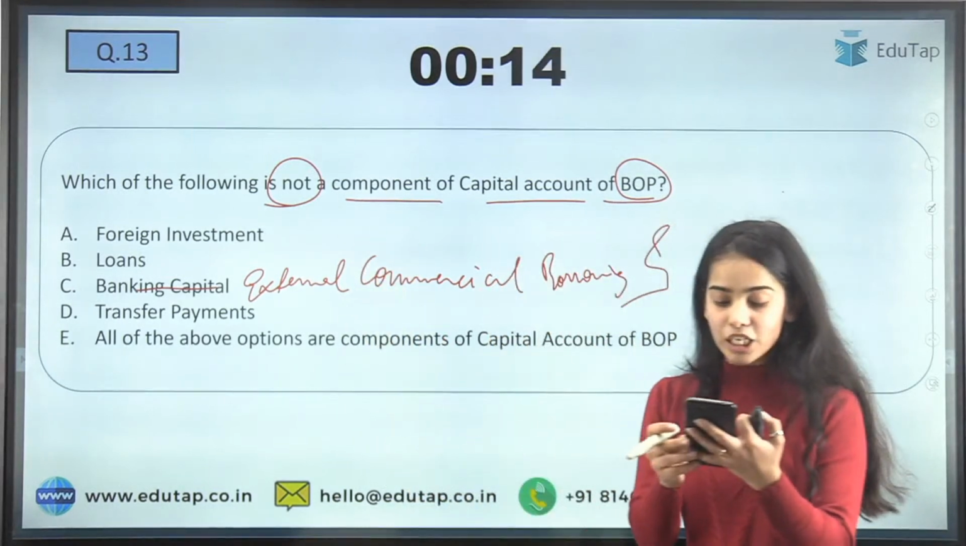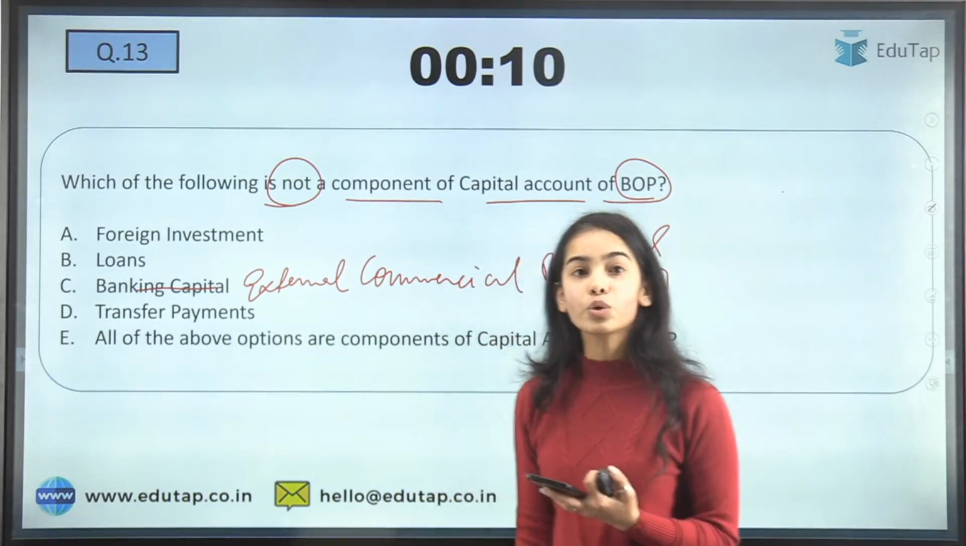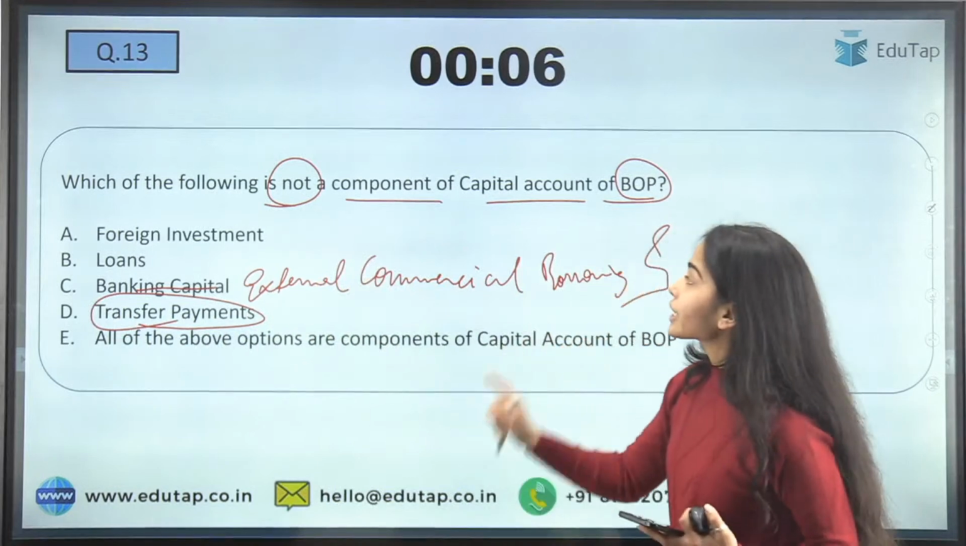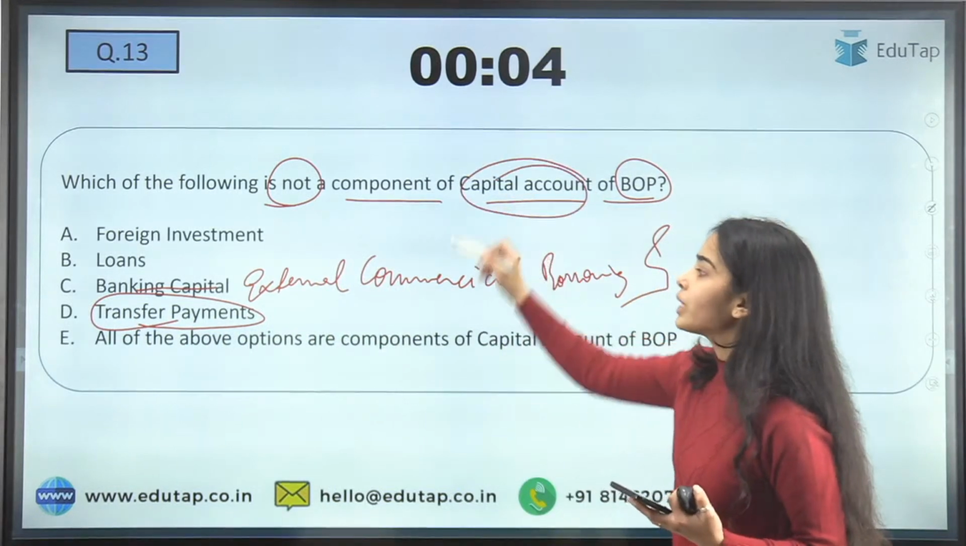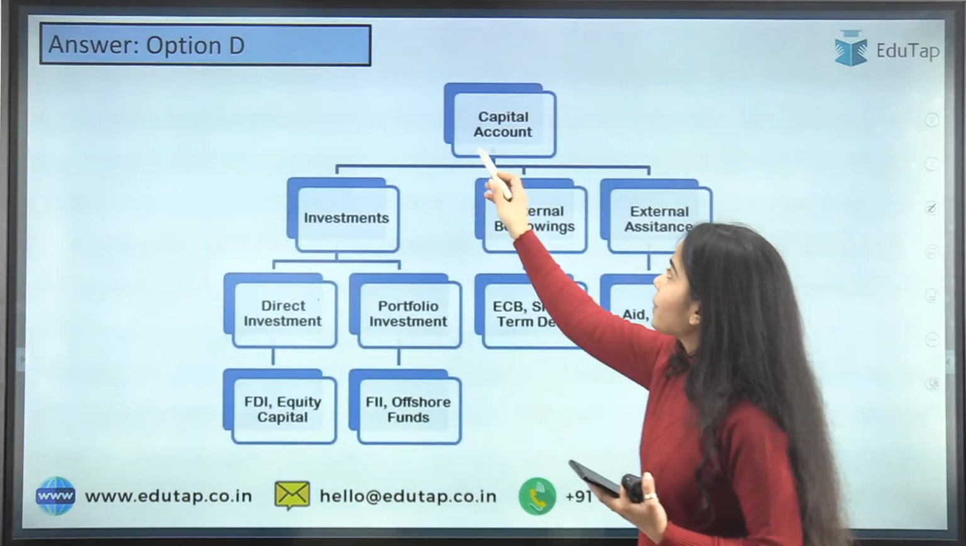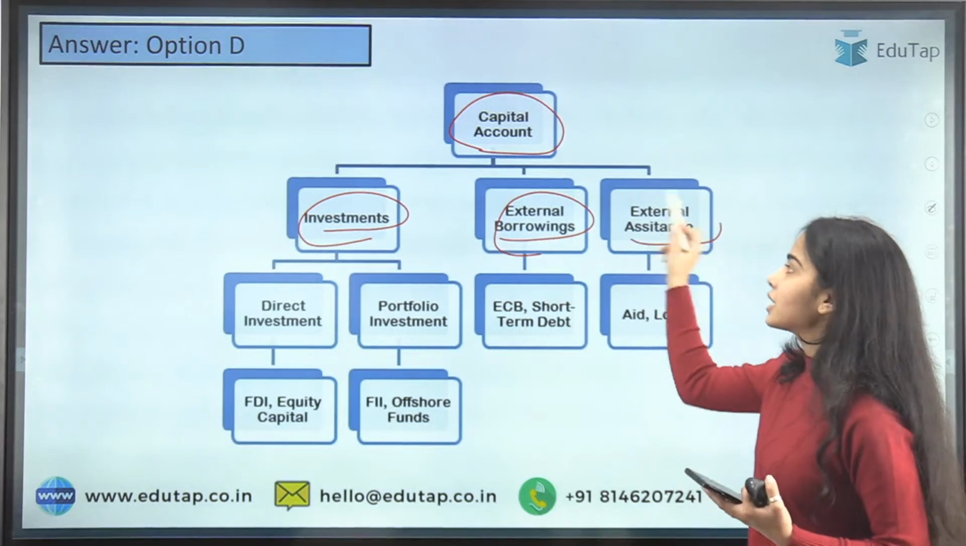Okay, so next is the 13th question, and Anshu is saying that transfer payments are a part of current account. Well done, Anshu. That is right, transfer payments are a part of current account, so they cannot be a part of capital account, and that's why this is the right answer. Okay, so capital account includes the investments, it includes the borrowings and external assistance.